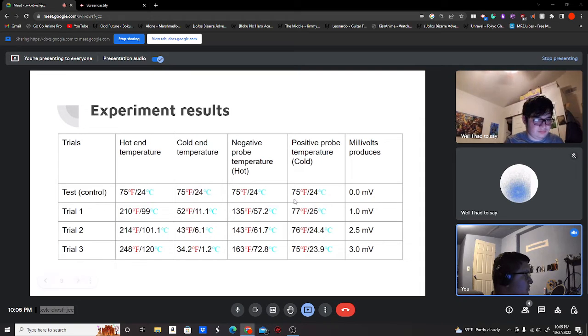And we left it for all, which meant that our final millivolts measured was 0.0 millivolts, as the feedback effect had not been initiated yet, so no current was being produced.